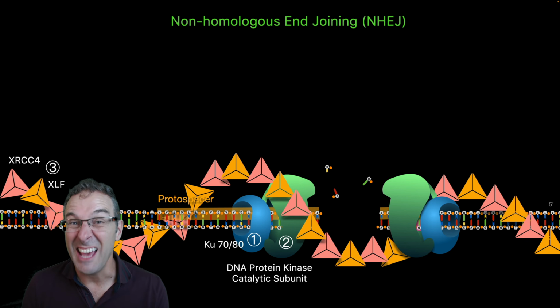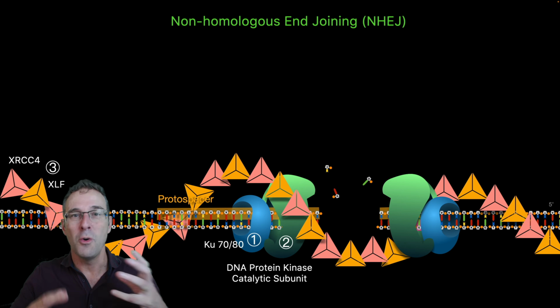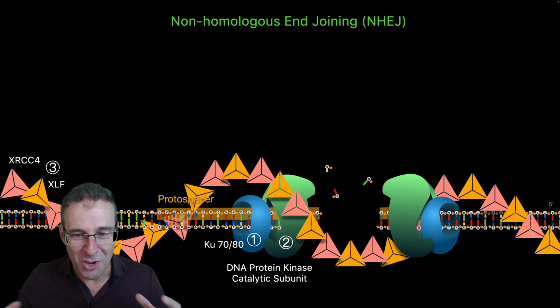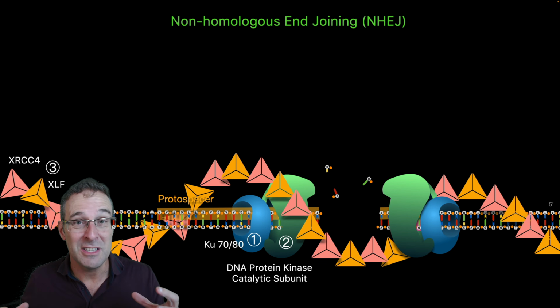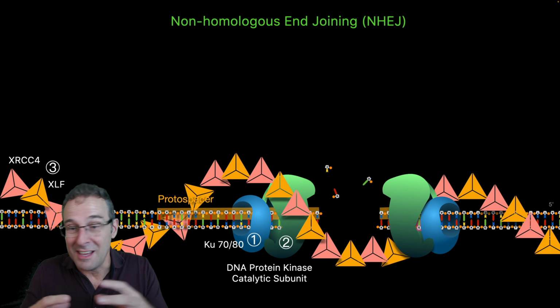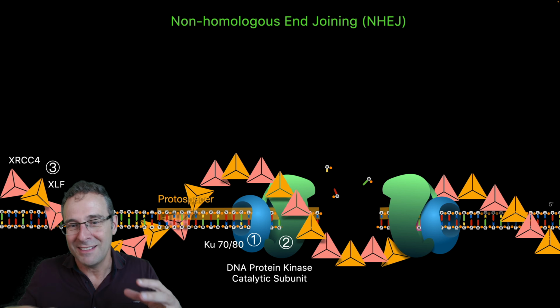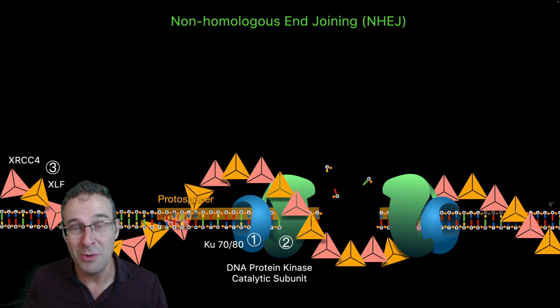XRCC4 and XLF. And those proteins kind of form, I mean, this is obviously a cartoon version of it, but they form sort of almost like a spring around the two ends of the DNA and join them together. Sort of, you can imagine that happening. They sort of encircle them and bring the two ends together.